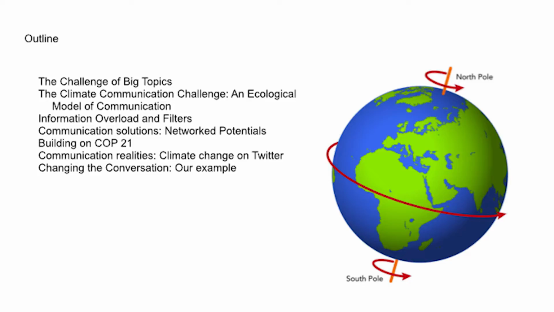So, to start, we've got an outline. We're going to discuss big topics like climate change. Why are they so challenging? And then we're going to get into specifics of the climate communication challenge, presenting an ecological model of communication on this issue. And we're going to talk about how information overload and filters play a role in digital communication. And then we're going to bring about some ideas about how digital communication can be a solution to some of these big, messy problems.